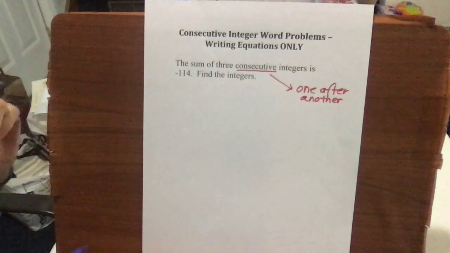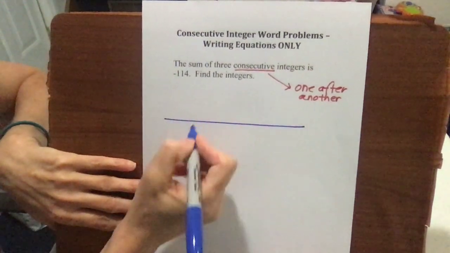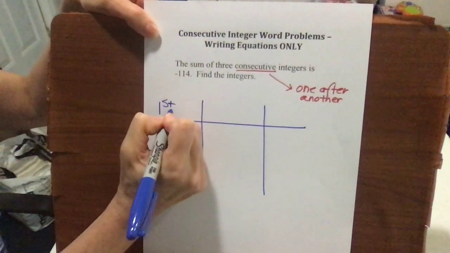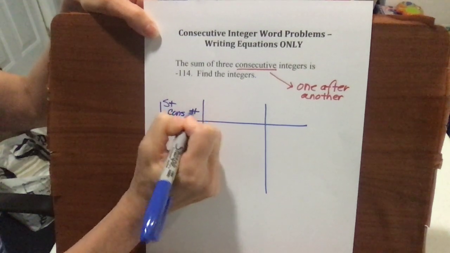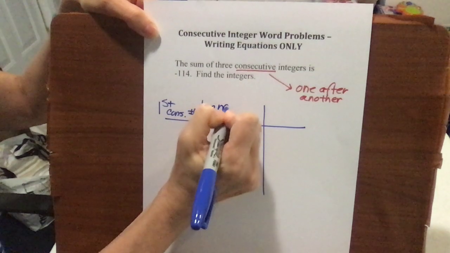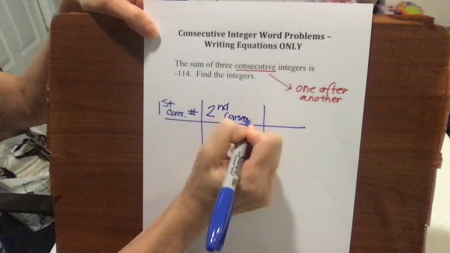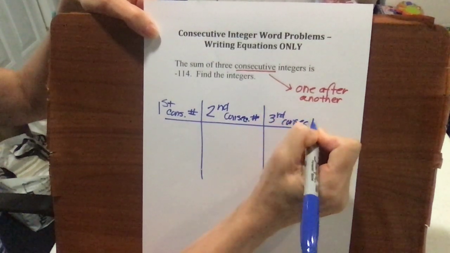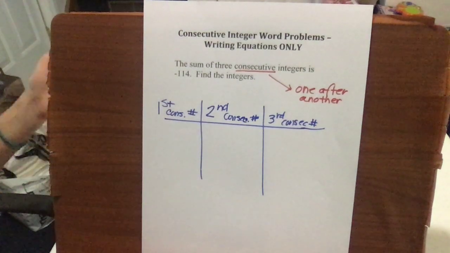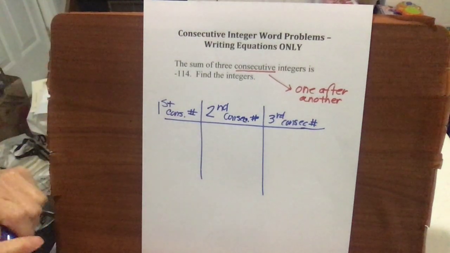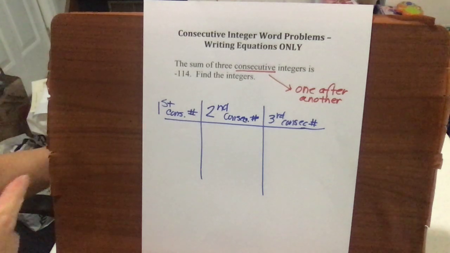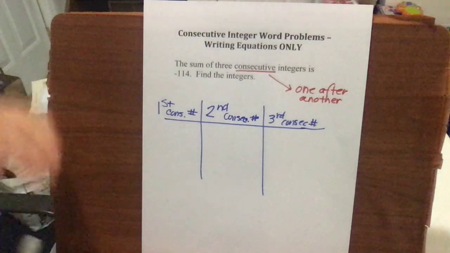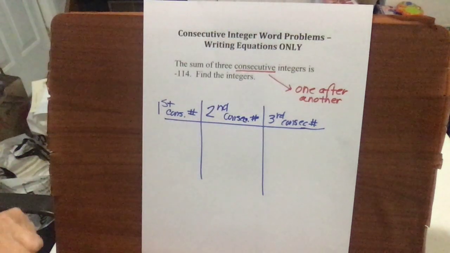So what we're going to do in our notes is set up a table, like a chart. You're going to put the first consecutive number, the second consecutive number, and the third consecutive number. And I know you think, why should I do that? Why can't I just say first, second, and third? Well, the reason is we can also have even and odd integers, and that's what we'll go into in the next problem.